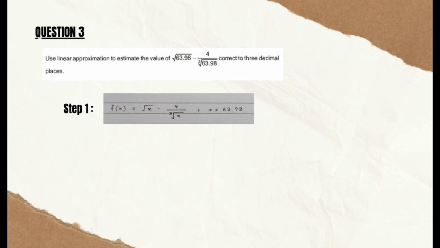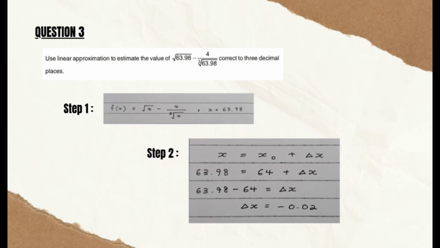Question 3. Use linear approximation to estimate the value of square root of 63.98 minus 4 over cube root of 63.98, correct to 3 decimal places. For this question, we need to use 5 steps to solve it. For the first step, we determine f of x, that is, f of x equals square root of x minus 4 over cube root of x, and also don't forget to write x equals 63.98. For the second step, we use the equation x equals x now plus delta x.